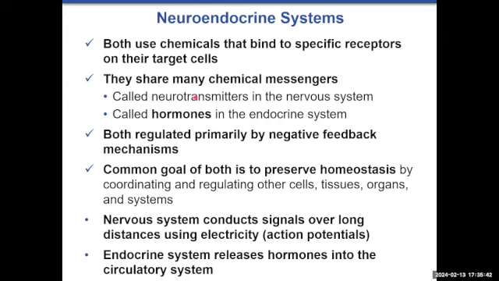Now, when we're talking about those chemicals in the nervous system, they're typically called neurotransmitters. When we're talking about those chemicals and their effects in the endocrine system, we call them hormones. The nervous system typically communicates directly onto the tissues using electrical stimulation, while the endocrine system uses your blood and your circulation to send those chemicals to target tissues. Another important thing to understand is that both are regulated primarily by negative feedback mechanisms. If you had your lab today already, an example we can talk about is insulin.